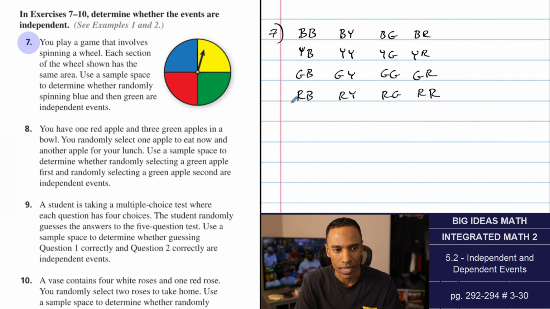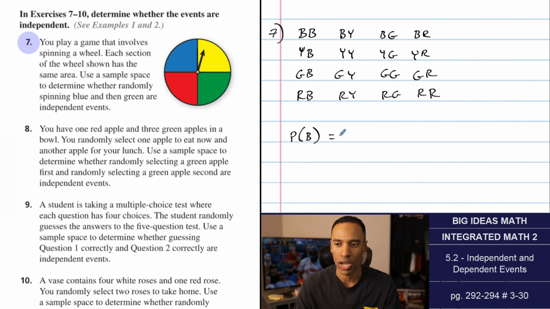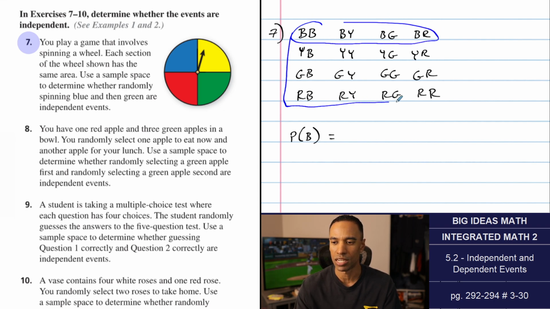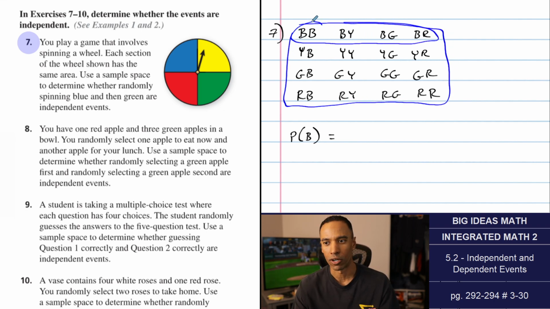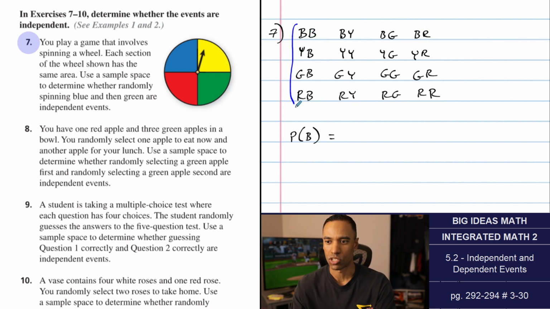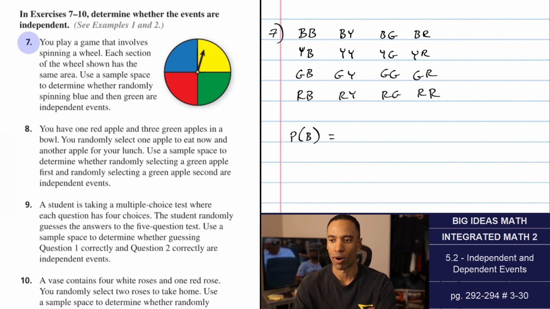What's the probability? It says use a sample space to determine whether these are independent events, spinning blue and then spinning green. So what's the probability of spinning blue in general? Probability of spinning blue should be 1/4. Now in this case we can support that by showing there's 4 out of 16 ways that you can spin blue first, or in this case spinning blue second, even 4 out of 16. But either way, it's a 4 out of 16 probability of spinning blue. 4 out of 16 or 1/4. Probability of spinning green is the same kind of thing.